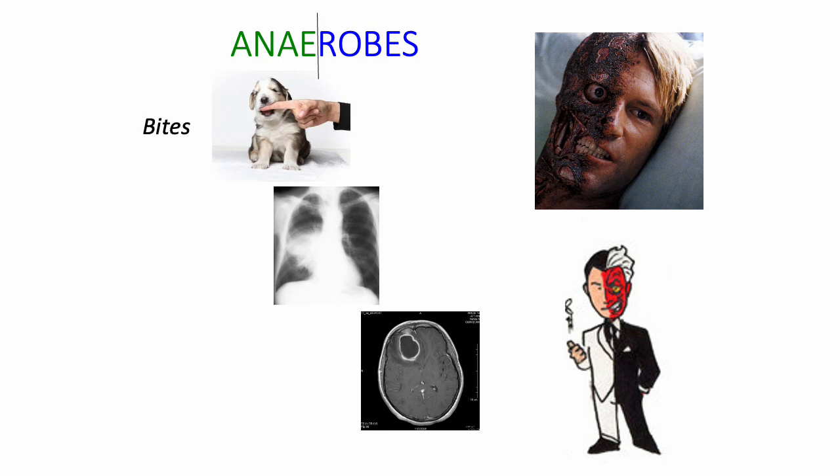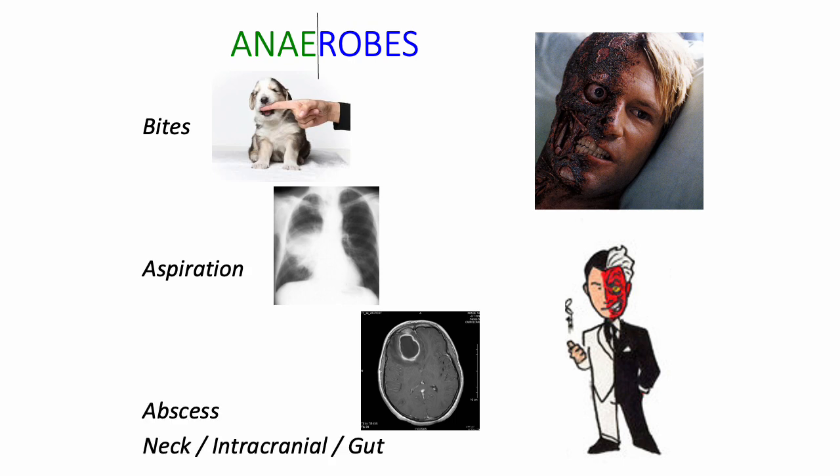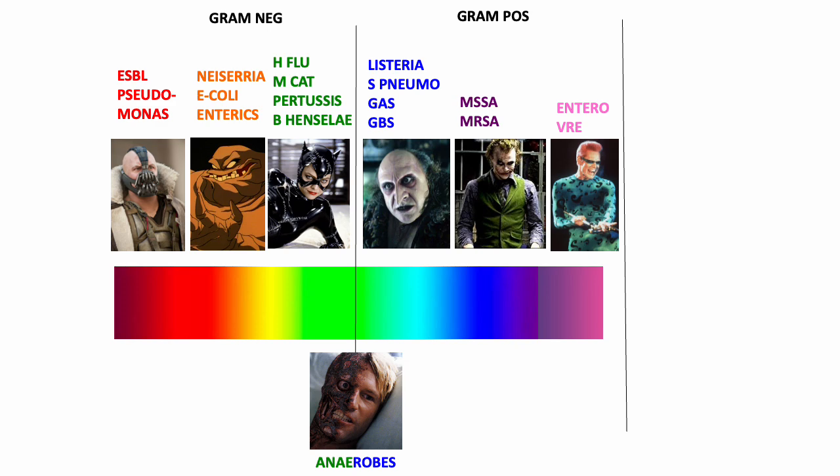Anytime you have a bite, think about covering for anaerobes. Anytime you have an aspiration event, cover for anaerobes. And anytime you have an abscess inside the neck or in the gut or inside the head, you want to think about covering for anaerobes. Even though they're gram-positive or gram-negative, we put them down at the bottom because they're treated differently. And we have different antibiotics when we treat for anaerobes.